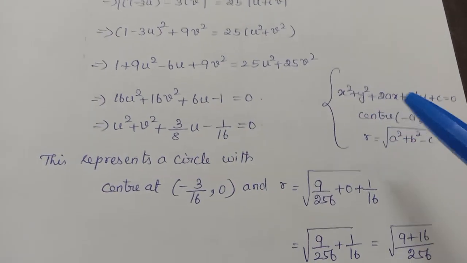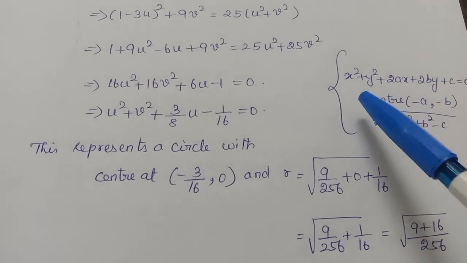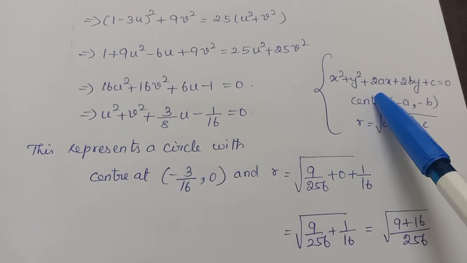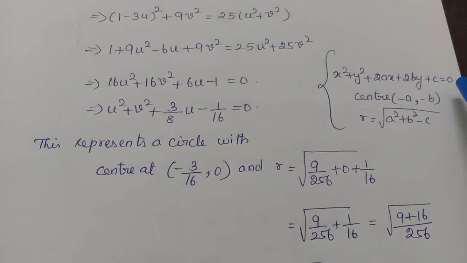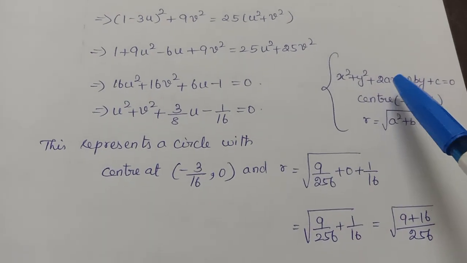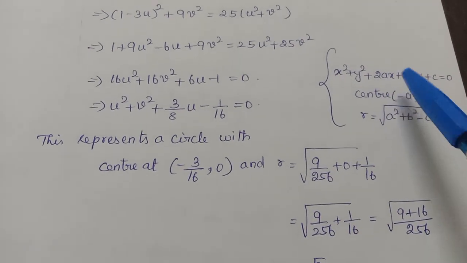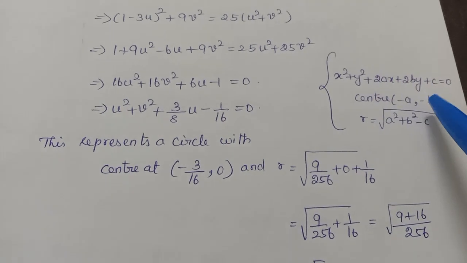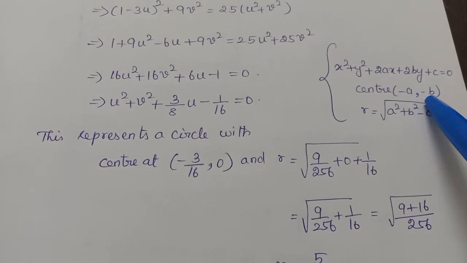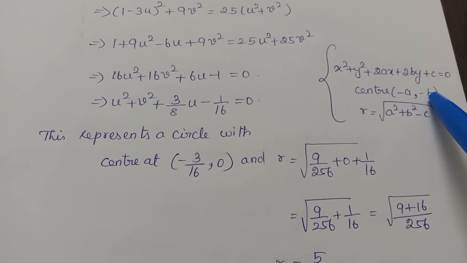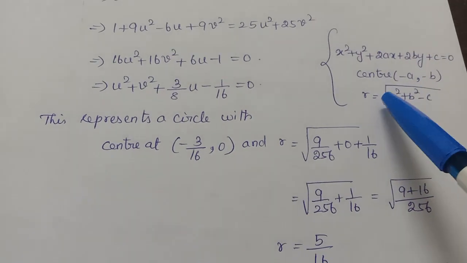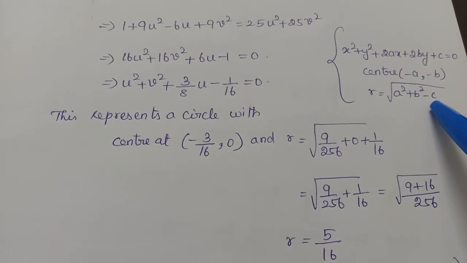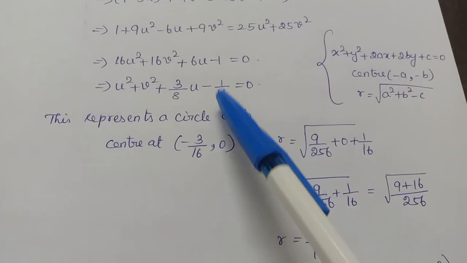In Cartesian coordinates, the general equation of a circle is x square plus y square plus 2ax plus 2by plus c equal to 0. Here the center is minus a comma minus b. What is a? The coefficient of 2x. What is b? The coefficient of 2y. The radius is root of a square plus b square minus c. In the same way I am going to compare here.